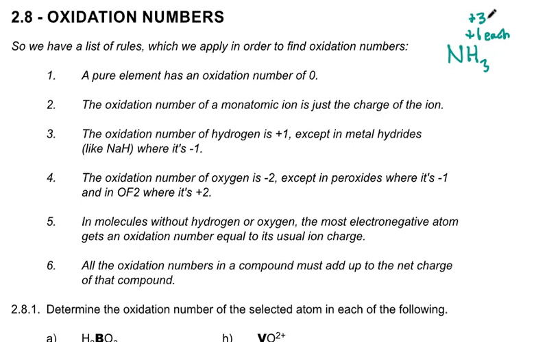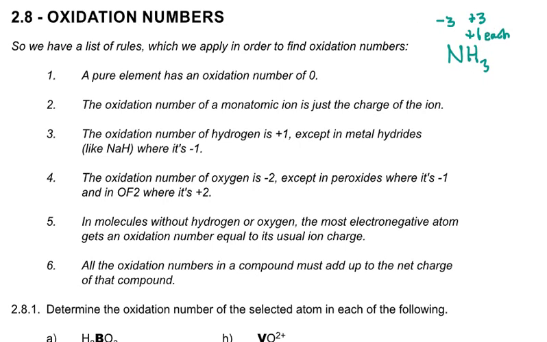So if the hydrogens are +3, the nitrogen must be doing something that makes the total come out to 0, and that means our nitrogen must be -3. So we'd say the oxidation state of nitrogen is -3, or the oxidation number is -3. The hydrogens are +1 each, and that explains why ammonia comes out to a total of 0.